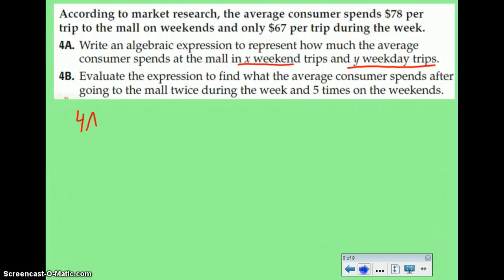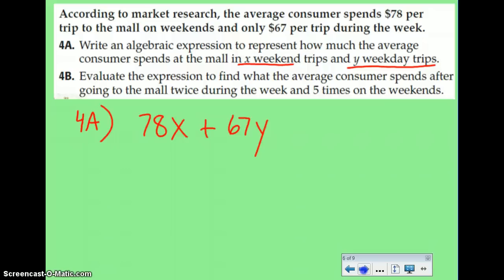So in 4A, as we take a look at that, we know we go $78 on the weekend. So that's $78 in X trips, or 78 times X, plus the amount of money that we spend on weekday trips, which happens to be $67, and the variable they're asking us to do on weekday trips is Y. So we end up with 78X plus 67Y.